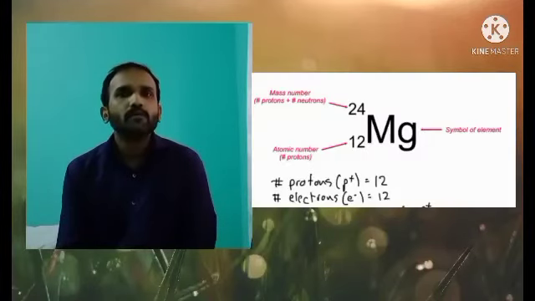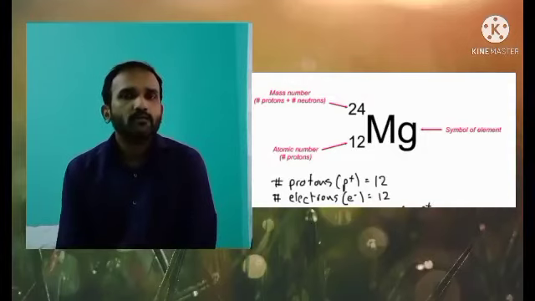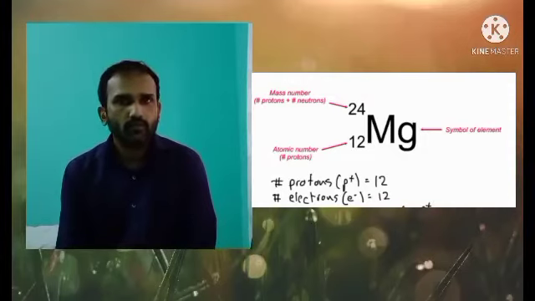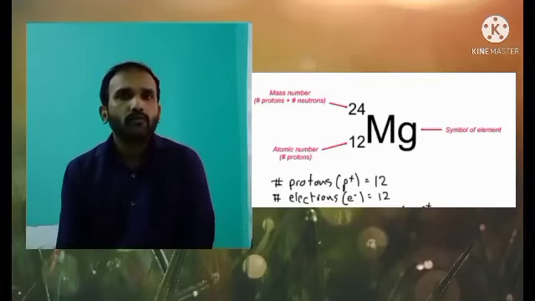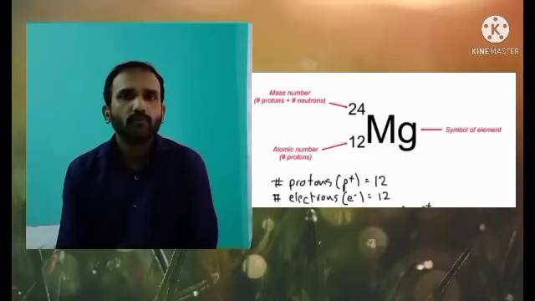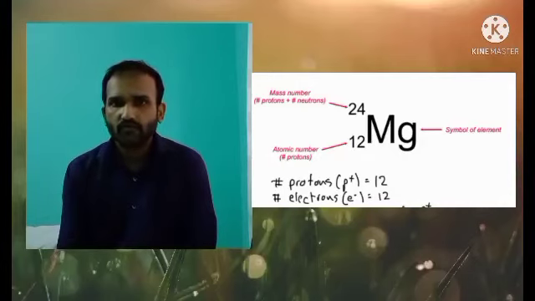For example, consider an element called magnesium. The total number of protons in magnesium is 12, and so the atomic number is 12. And the total number of neutrons in magnesium is 12. So 12 protons and 12 neutrons, the total becomes 24. So the mass number is the sum of protons and neutrons, 12 plus 12, that becomes 24. So the mass number of magnesium is 24 and the atomic number is 12.